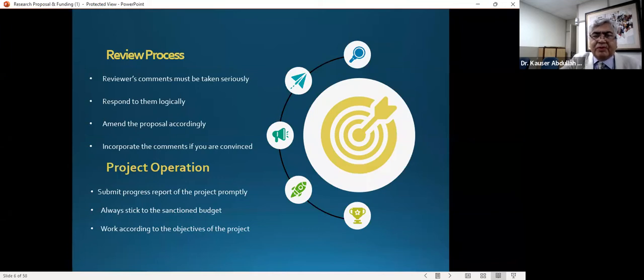Now, the most important part of all this is the review process. Normally some funding agencies send you back the reviewer's comments and ask you to either answer back or to incorporate the comments into your proposal, or even if it is rejected, sometimes the comments are also passed on, and this is part of your education as well. In any case, the reviewers' comments must be taken seriously.